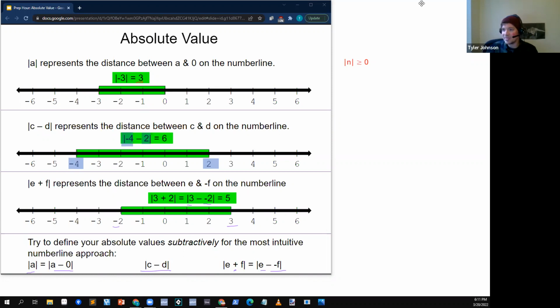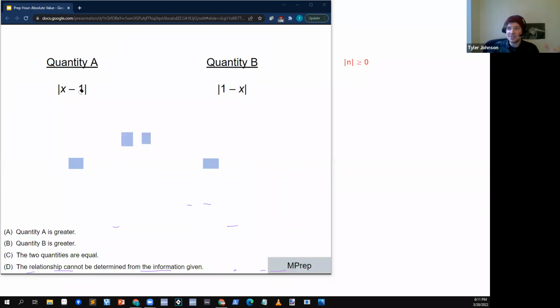So to back up to the previous problem we just saw, the distance between x and 1 has to be the same distance between 1 and x. If I ask you, what's the distance between LA and New York versus New York to LA, it's the same distance. Whether I go from A to B or B to A, that has no bearing here.